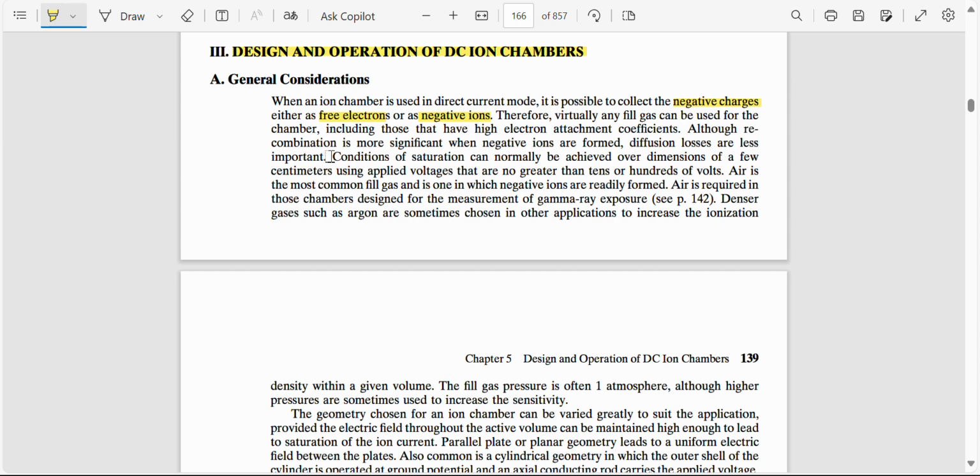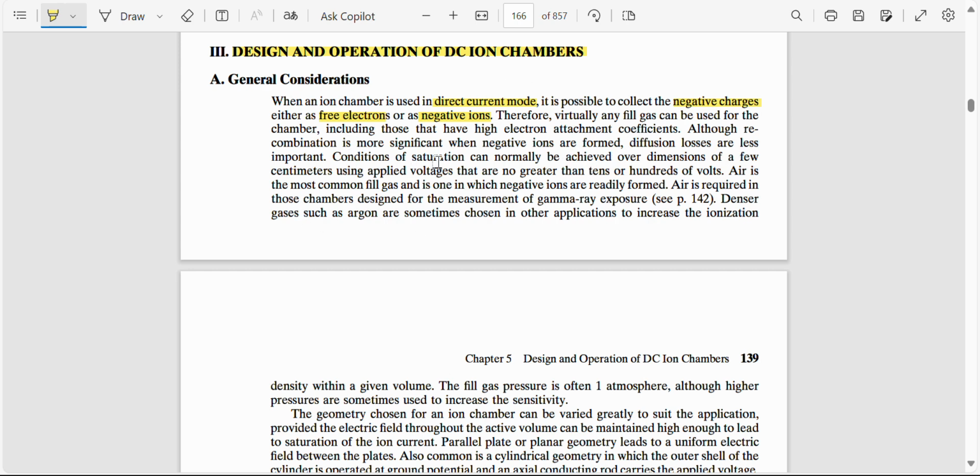So this is how we discuss the design and operation of DC ion chambers, and how you can design them. DC means direct current mode chambers, not AC ion chambers.